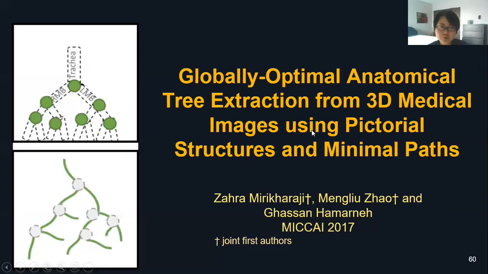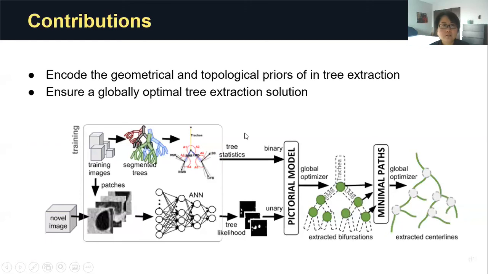The next contribution is the globally optimal anatomical tree extraction from 3D medical images using pictorial structure and minimal paths. The contribution of this work includes that we encode the geometrical and topological prior in tree extraction, and we also ensured a globally optimal tree extraction solution by using pictorial structure. So the pipeline is like this.